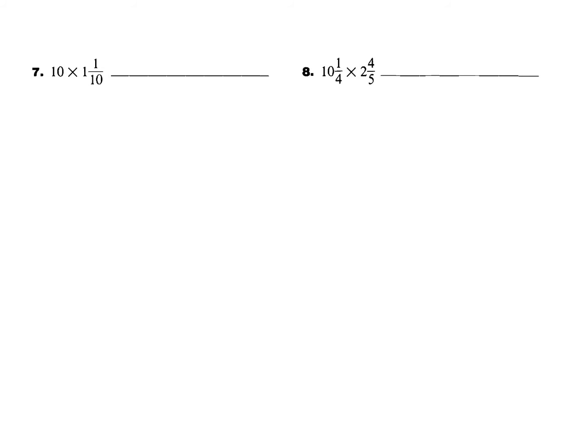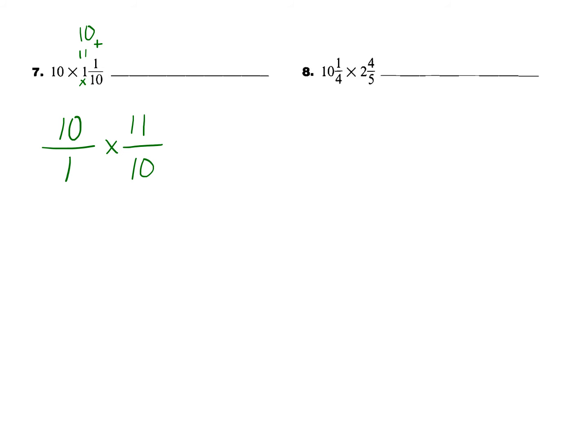Question number 7. 10 times 1 1/10. We write 10 as 10 over 1. 10 times 1 equals 10. 10 plus 1 equals 11. So we have 11 over 10.